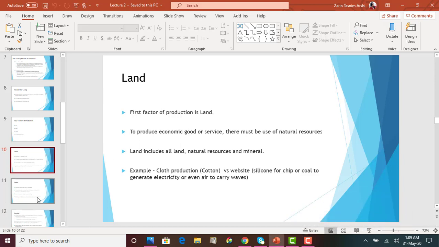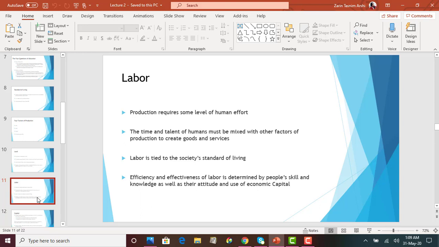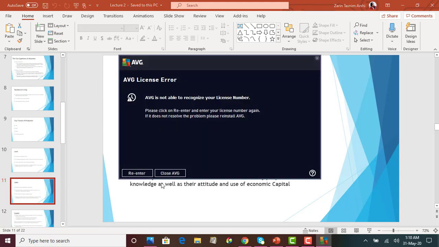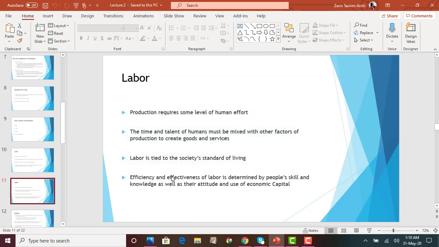Okay, so the next factor of production is called labor. Labor is very easy to understand. In order to make something, in order to make a car, or a cloth or a t-shirt, or a shoe, some level of human effort is needed. So labor refers to the time and the talent of humans that is mixed in order to produce a good and service. If we are going to the workplace, we are spending time and using our talent, skills and qualifications, and all that will be classified under labor.